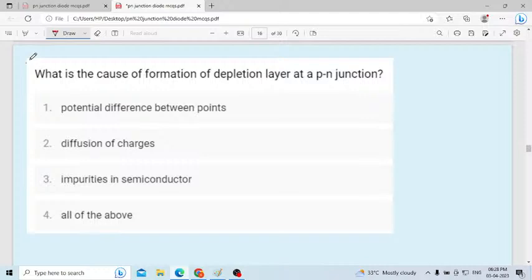Okay. Then next one, what is the cause of formation of depletion layer at the PN junction? Already we know in the PN junction the layer is there. Then what is the reason for forming that one? Because of the potential difference between the points, diffusion of charges, impurity in the semiconductor, or all of the above. Tell me the correct answer.